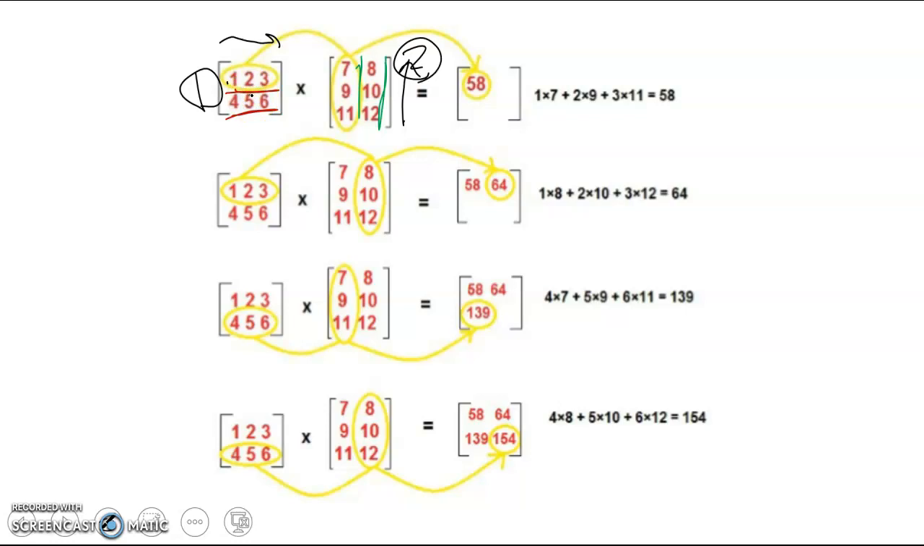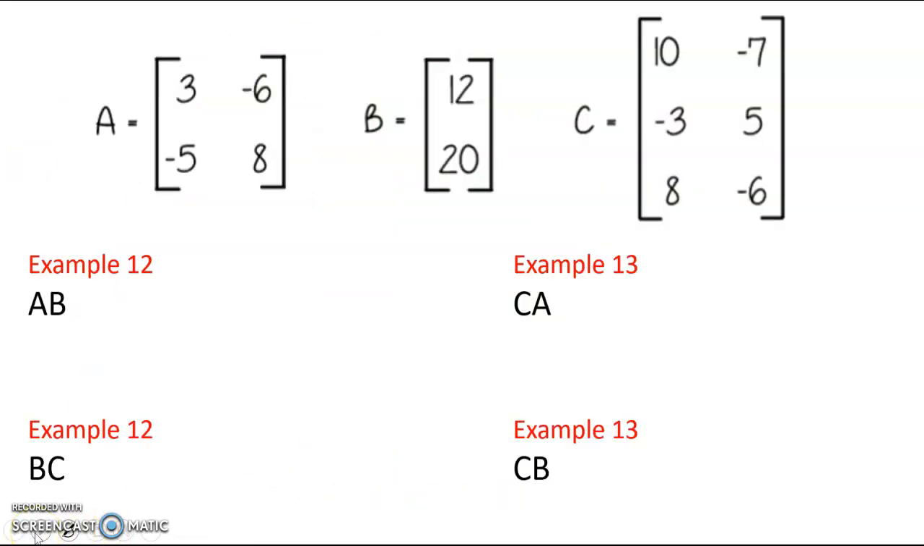And again, if you guys want to take a picture or screenshot of this, pause the video real quick and you can do that. Otherwise, we are moving on to a couple examples here, okay? So we have example AB. I'm going to go ahead and write out these matrices here. So you got 3, -6, -5, and 8, and then 12 and 20.